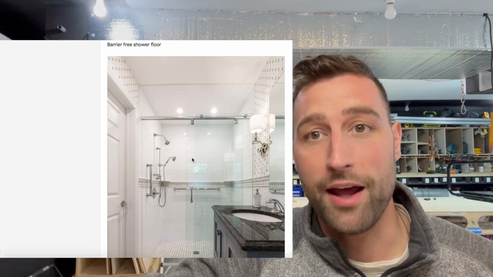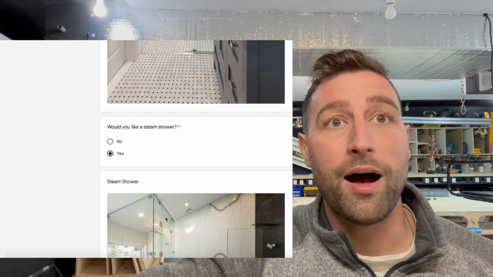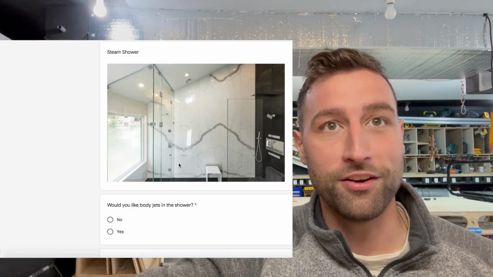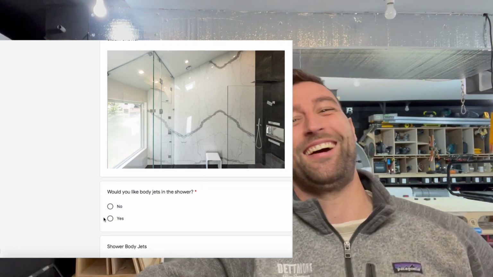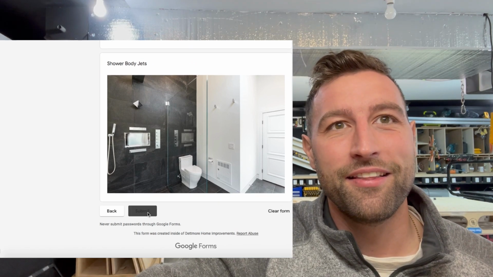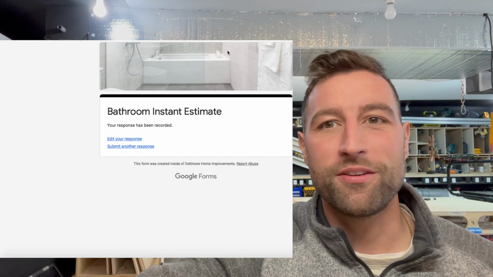So you can see these are all adding money to the cost. Barrier-free is more money typically than a curb. I would like a steam shower, a barrier-free steam shower. Believe it or not, I've done it. And there's a picture of it, a barrier-free steam shower. Would you like body jets? There's the body jets. Ooh. Your response has been recorded.